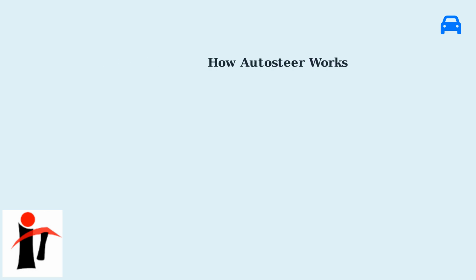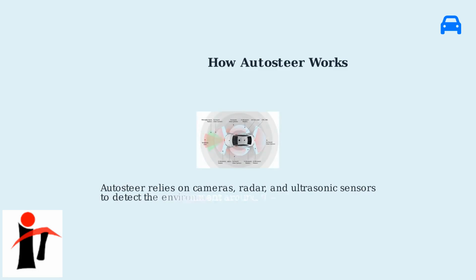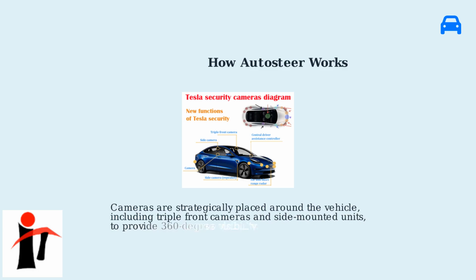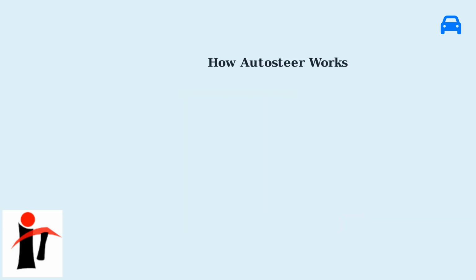Autosteer is Tesla's advanced driver assistance system that uses multiple sensors to help maintain lane position and adapt to traffic conditions. The system integrates surround view cameras for visual detection, millimeter wave radars for distance measurement, ultrasonic sensors for close-range obstacle detection, and even LiDAR in some configurations for precise mapping. These cameras capture high-resolution images to identify lane markings, other vehicles, pedestrians, and road signs. The system processes this visual data in real time to keep the car centered in its lane.